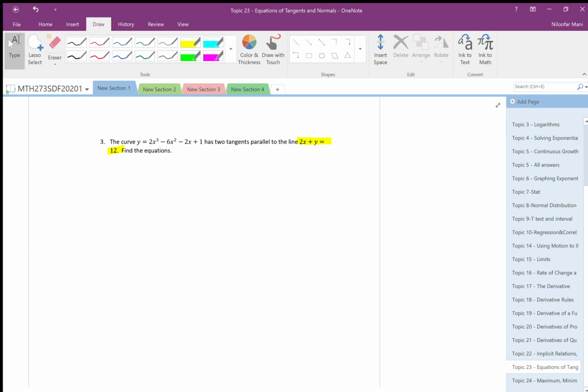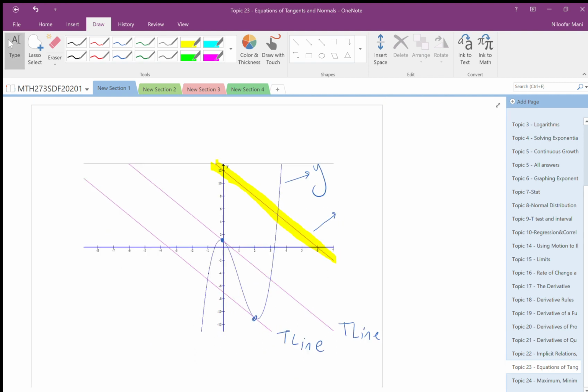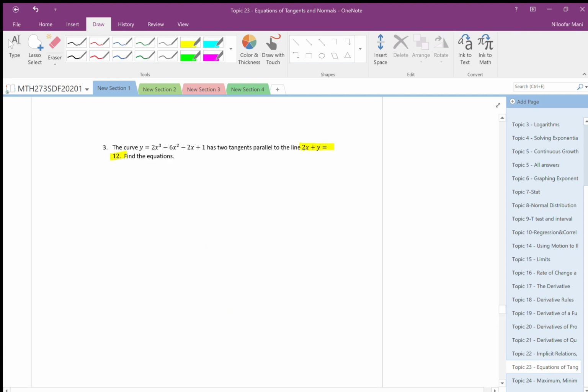What does parallel mean? Look at here. When you look at all of these lines, you see the slopes are the same. When I have parallel lines, the slopes are the same. This is very important in geometry. Okay, that's a very important fact. So it says this curve has two tangent lines, so it means you have to find somehow the two y primes.